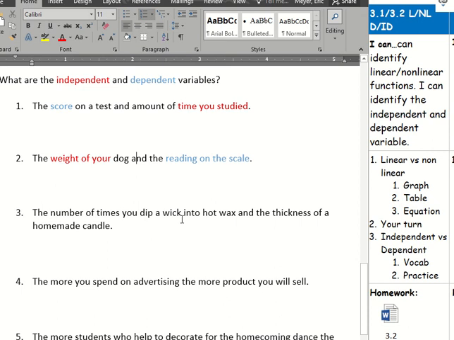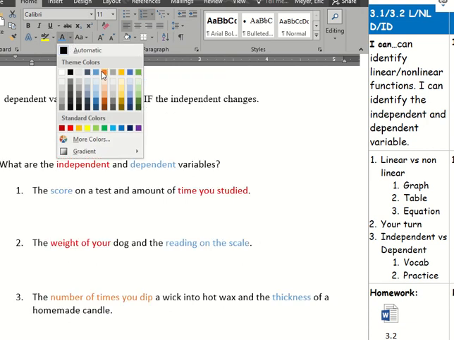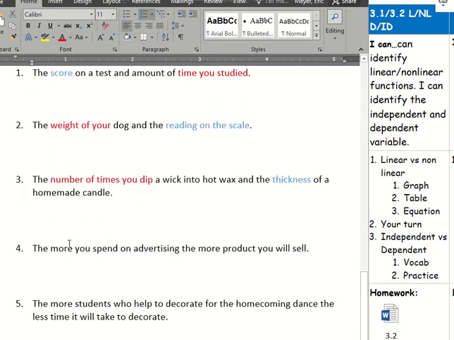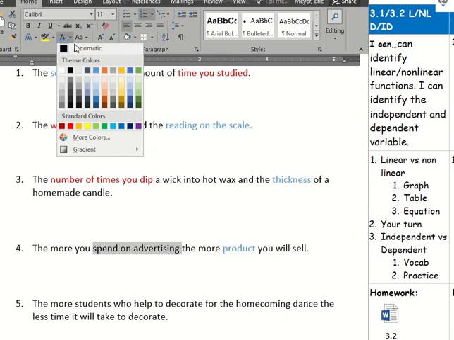The number of times you dip a wick into hot wax and the thickness of a homemade candle. The thickness is dependent on the number of times that you dip. The more you spend on advertising, the more product you will sell. The more you spend, the more product. So the product is dependent on how much you spent on the advertising.